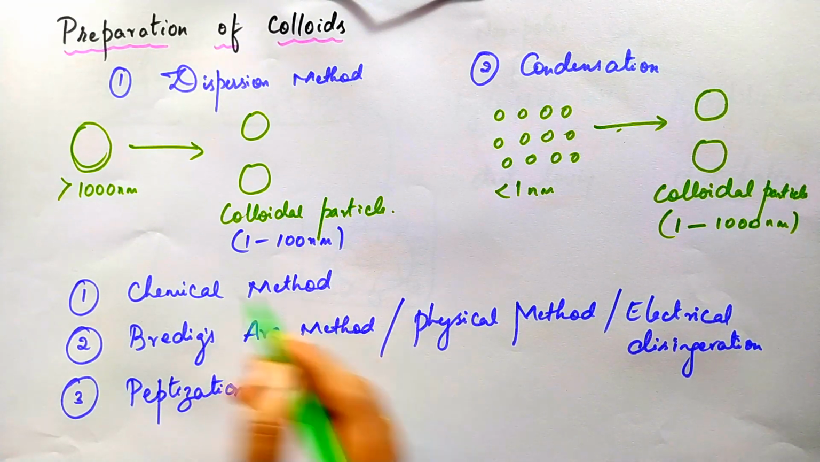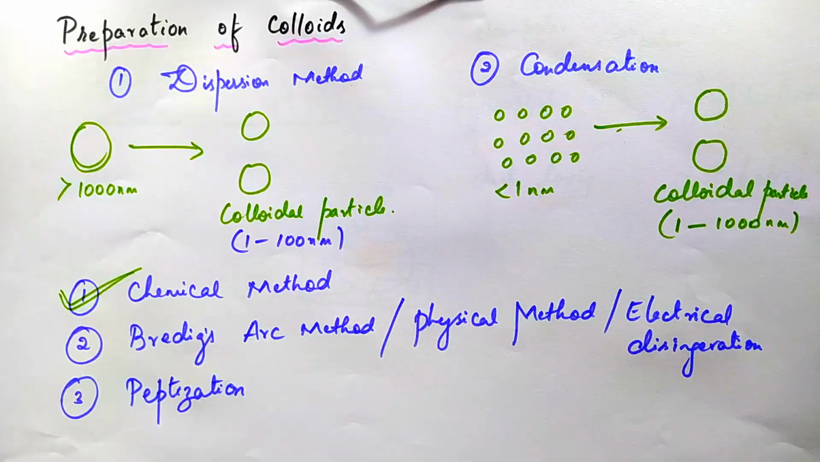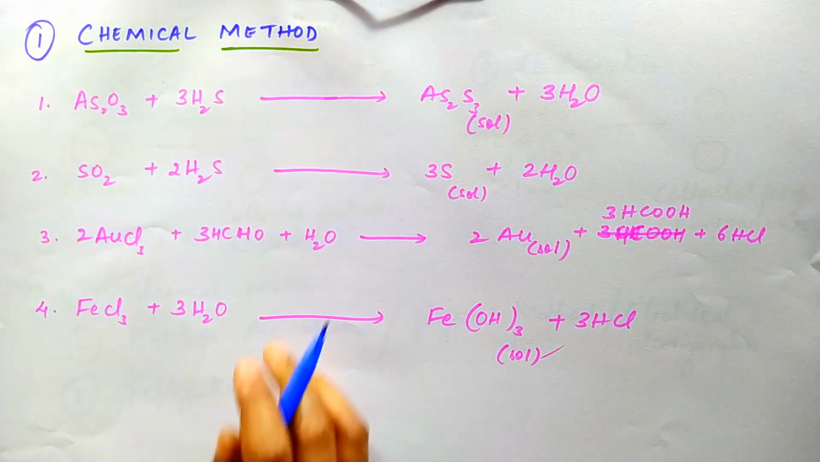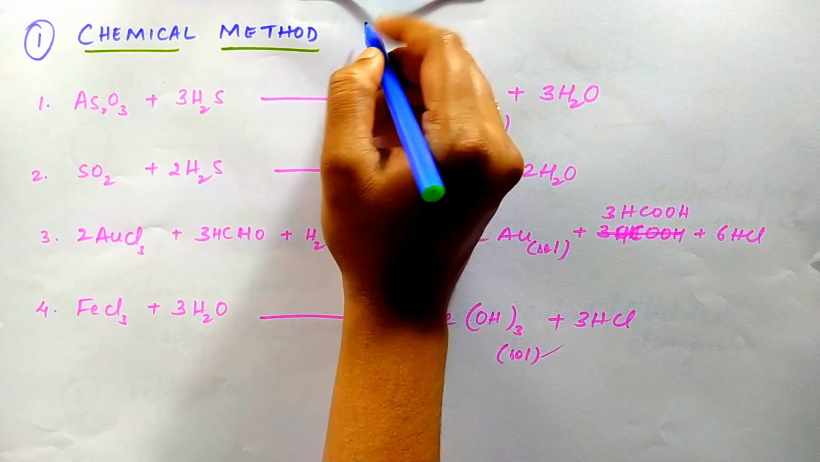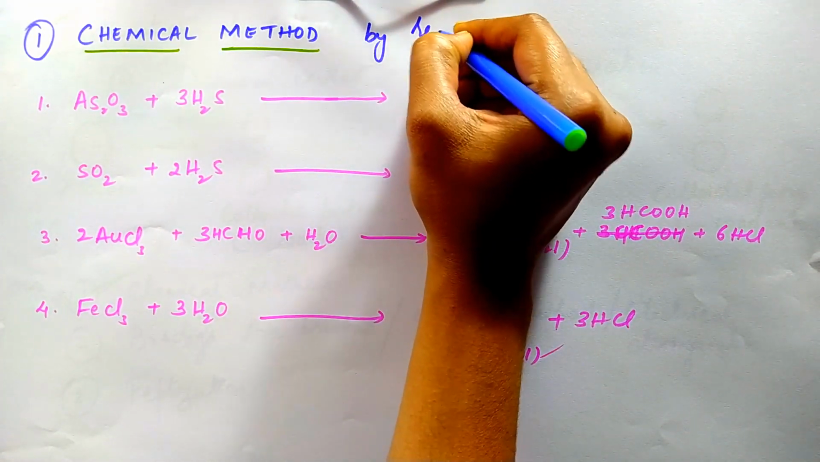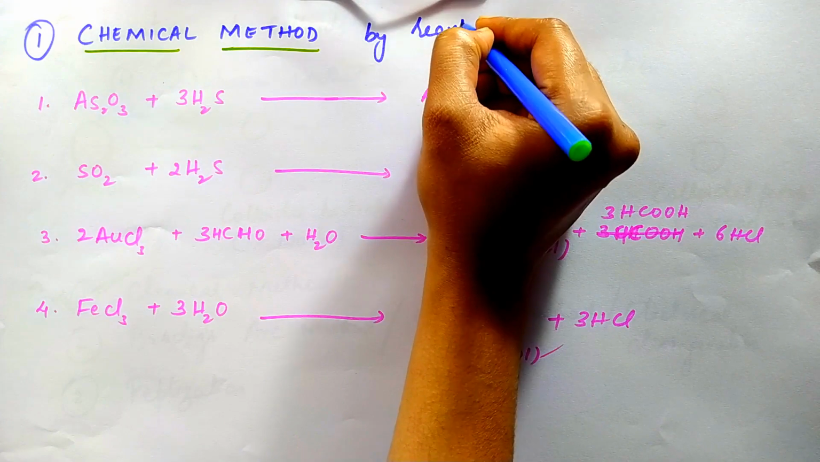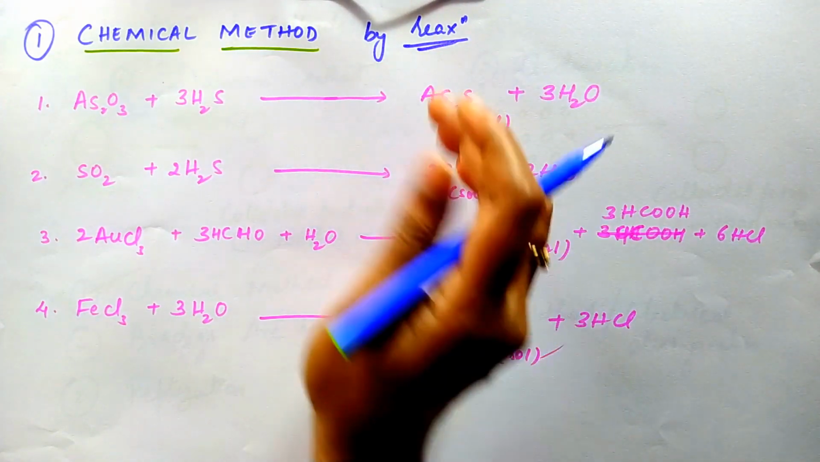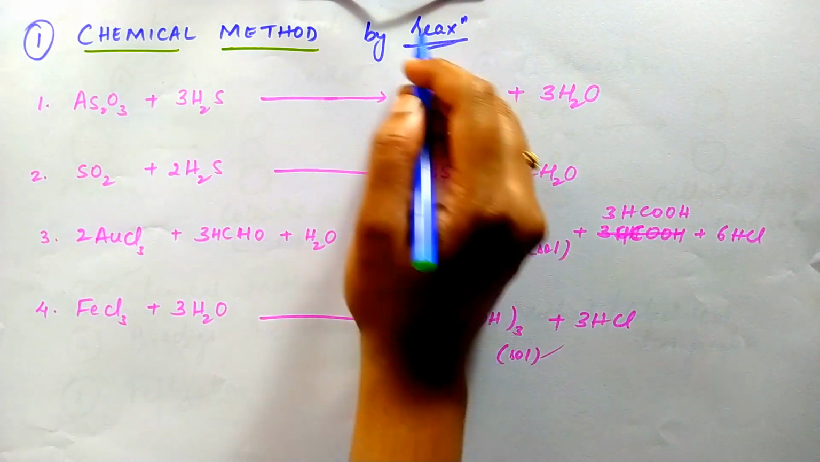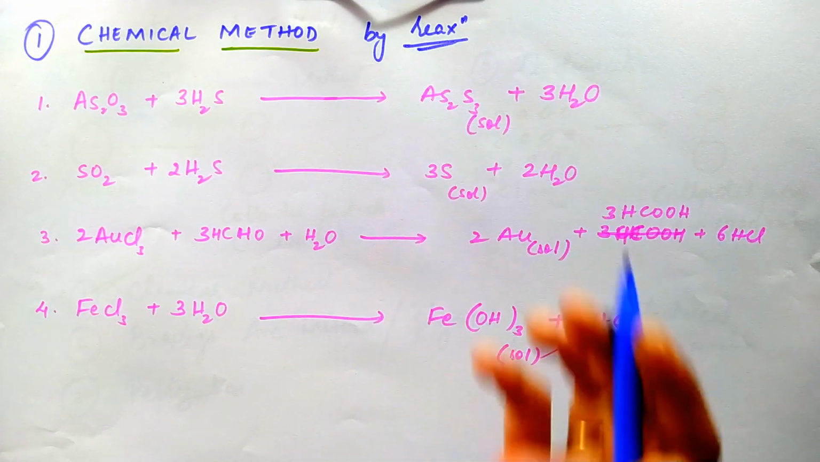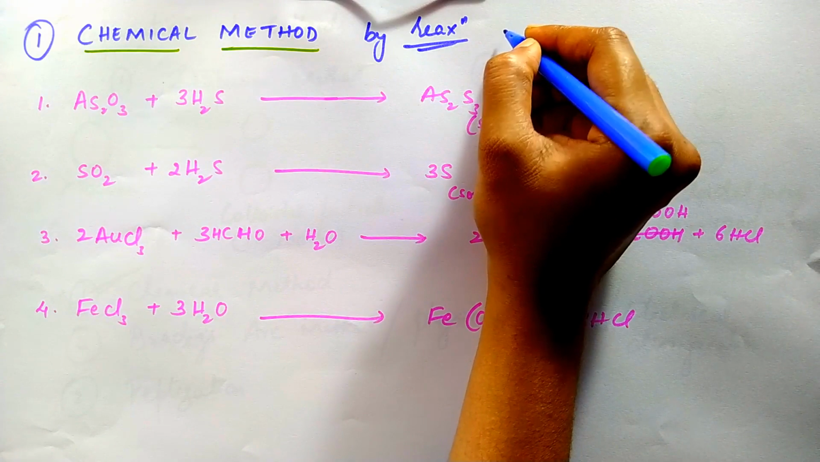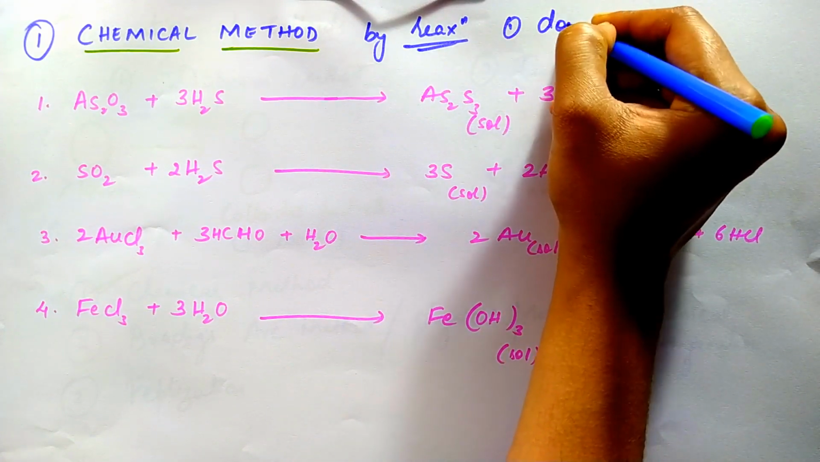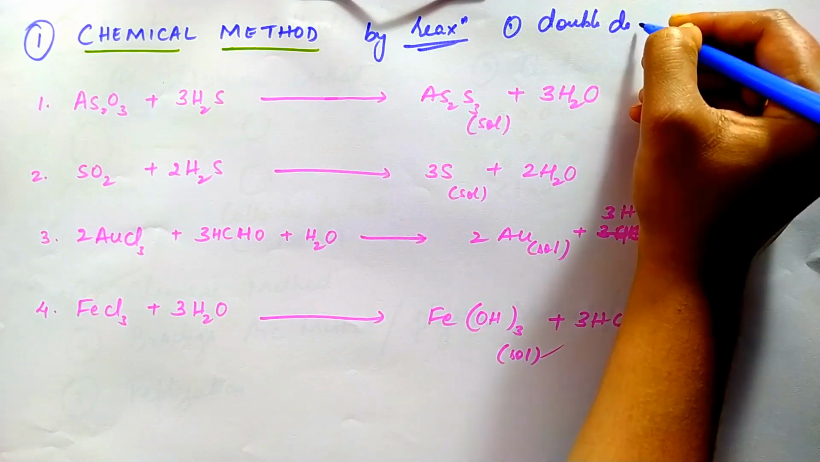Let us take up the first method, that is the chemical method. In this chemical method, the colloidal solution can be prepared by chemical reaction. Here, the colloidal solution can be prepared by chemical reaction, leading to formation of molecules by double decomposition. Here the reaction that takes place is double decomposition.